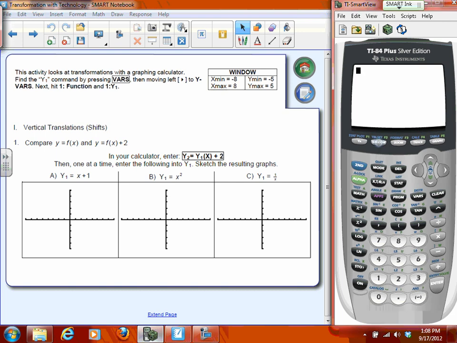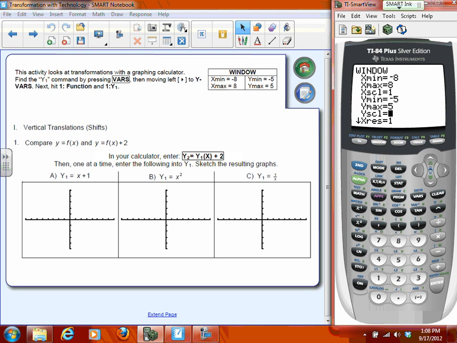Go to your window. And what we're going to do is use negative 8 and positive 8 for the x. Don't change the scale, leave it 1. Your y minimum is negative 5. Your y maximum is positive 5. So when you get down, your screen should look like this here. We just want to make sure all the graphs that we get today are going to match up with what we have on our handout.